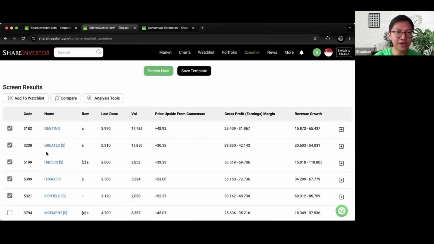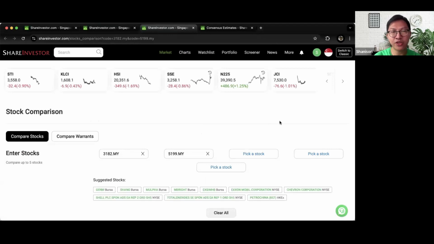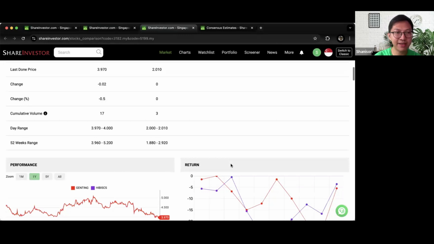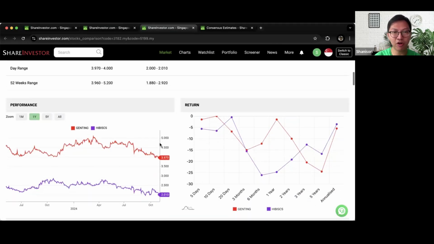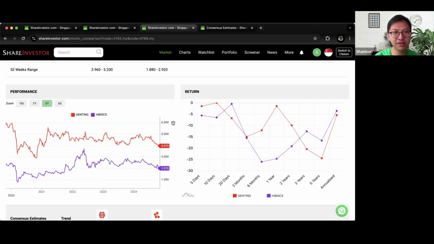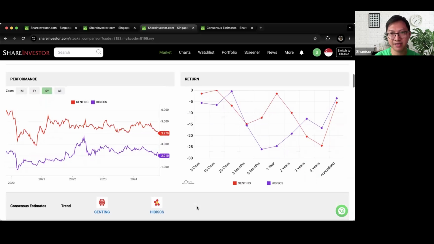Another thing you can do is compare. So let's say you feel Janting is interesting, and Hibiscus is interesting. Then you can do a comparison as well. You can choose the two counters and compare them. It brings you to the stock comparison page, where we compare some key things, like price performance over the past few years. So you can see clearly the performance of the stocks and what the return was in the past.